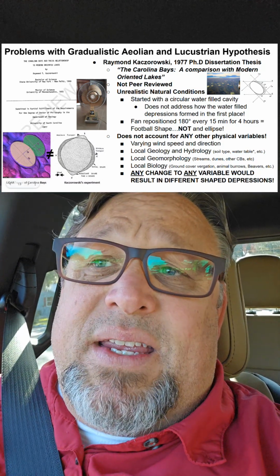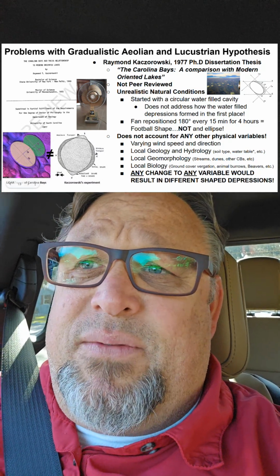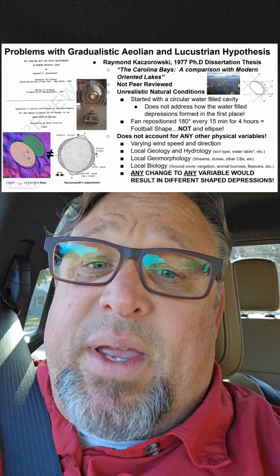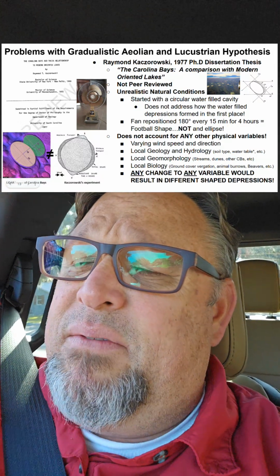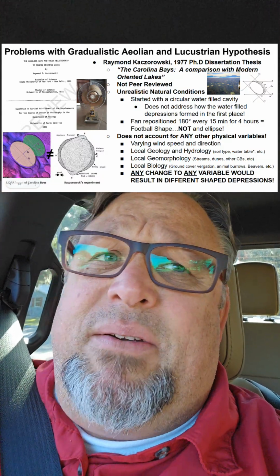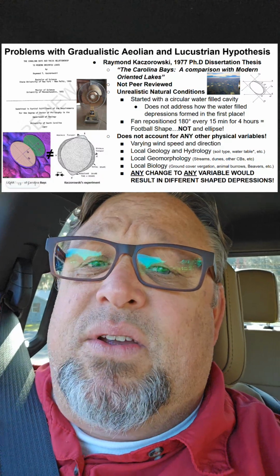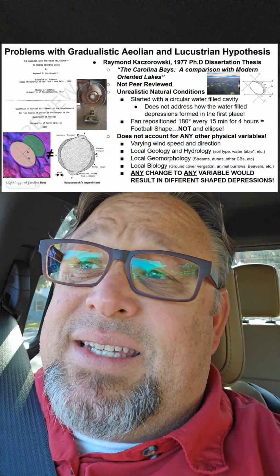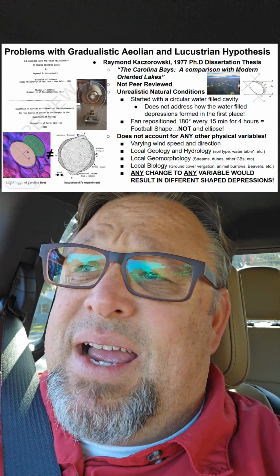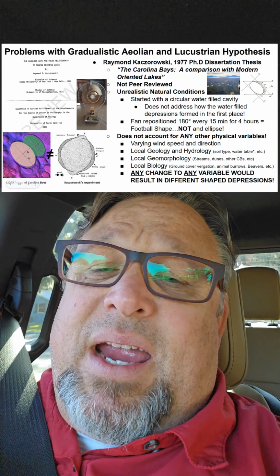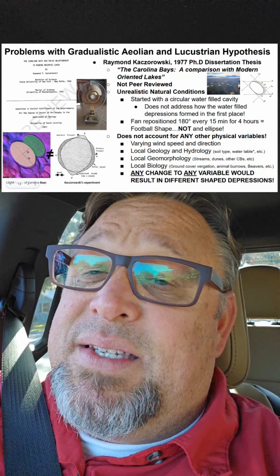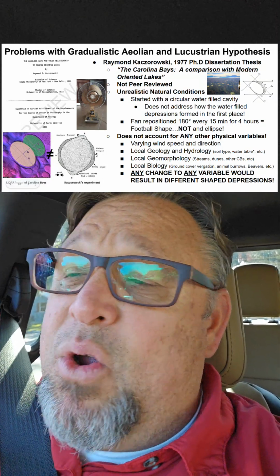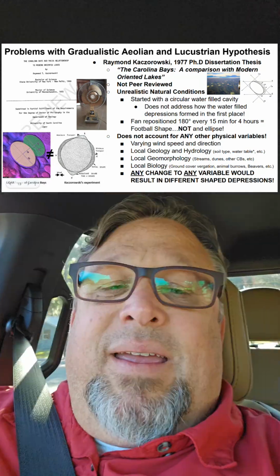And that is what we see with the Oriented Lakes. If you go to the Oriented Lakes, which we'll get into later, the Oriented Lakes of Alaska and Siberia and all the places that they're going to compare Carolina Bays to, those are true Oriented Lakes, and they have all kinds of shapes and sizes. But when it comes to these Carolina Bays, that's not what we see. We see elliptical shapes over and over and over again.